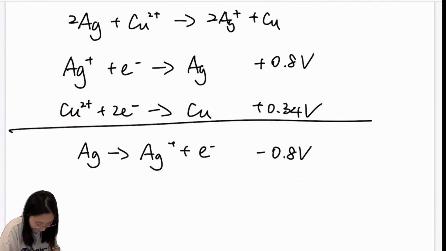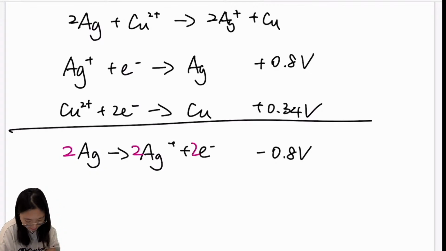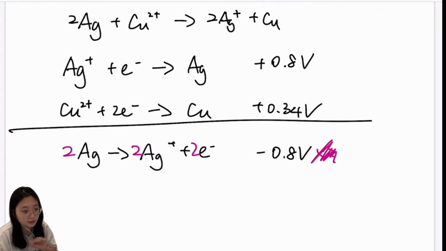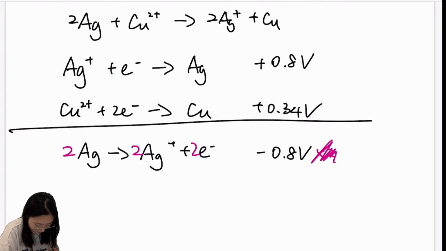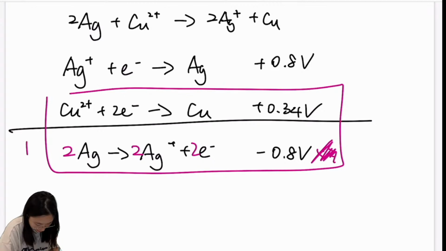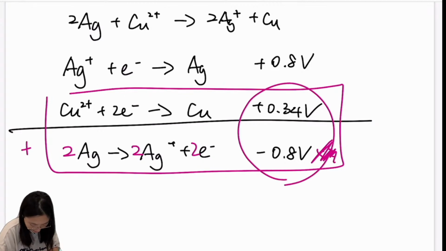Of course, I will have to multiply it by 2 in the reaction, but for the cell potential, as I stated before, you don't have to multiply by 2. You never do it. For cell potential, you don't consider stoichiometry. And then you simply add up these two, which means now you're going to add up 0.34 and negative 0.8.